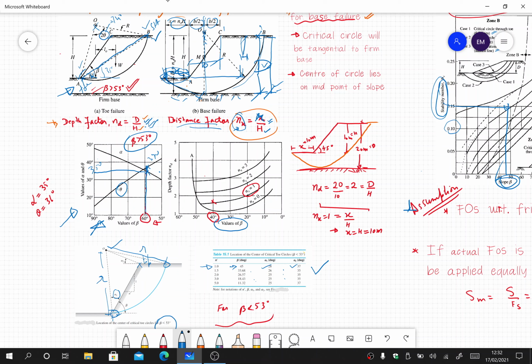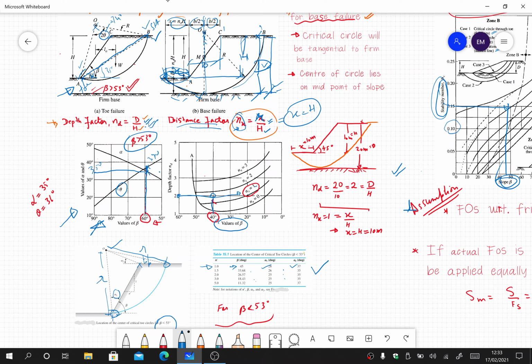We also know the value of the slope angle. So let's say nd comes to be 2 and the slope angle is 40, that means nx is equal to 1. Putting in the value nx equal to 1, that means x is equal to h. So the slip circle will start at a distance of h ahead of the toe. In this way we can find out the exact position of the circle in case of a base failure.